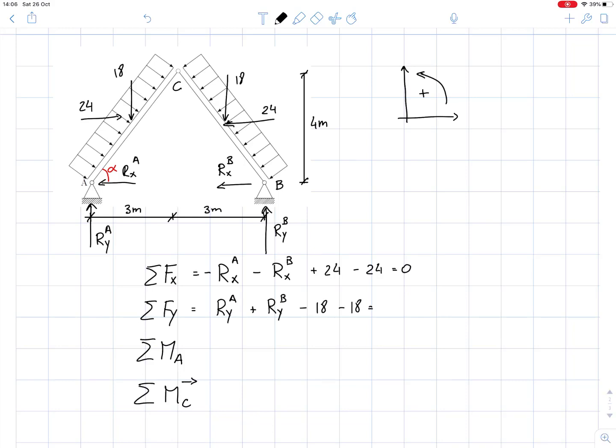In terms of moments, the only reaction that causes a moment relative to A is this one, Ryb, at a distance of 6 meters, and then I have all the other applied forces. The horizontal forces are applied at the middle of the beams, so 2 meters, and the vertical forces are also applied at the middle, and so 1.5, 1.5, 1.5, 1.5 meters.